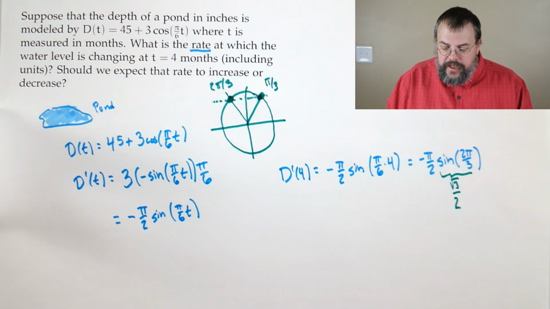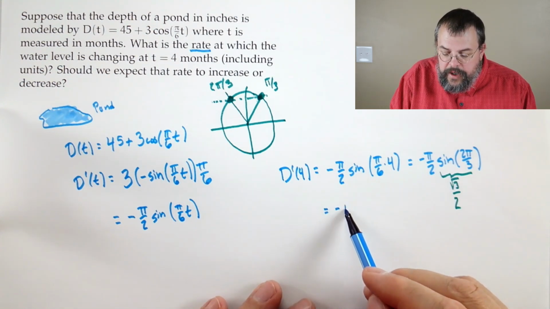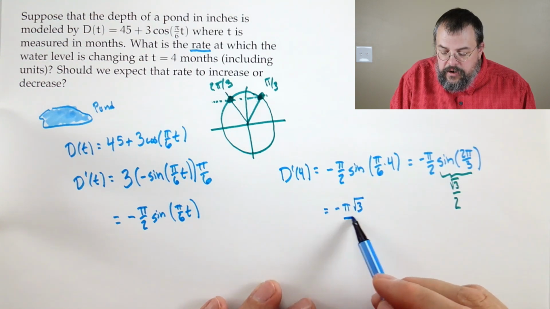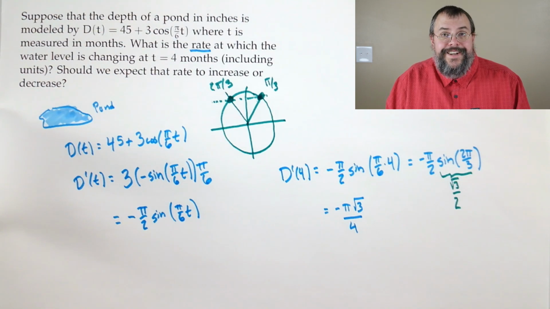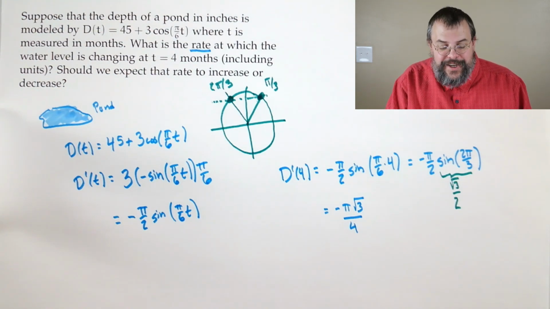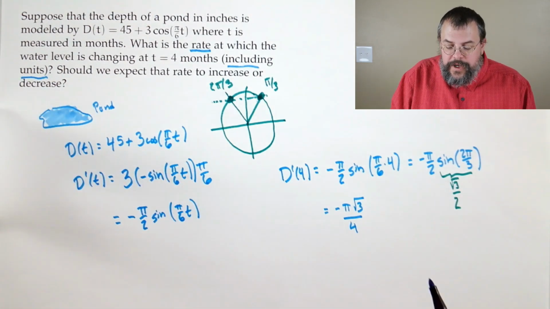So when we multiply this together, what do we end up with? Well, we end up with minus pi root 3 over 4, the 2 times 2. Now, are we done? And why not? Well, it said to include units. So, what units are attached to this number?